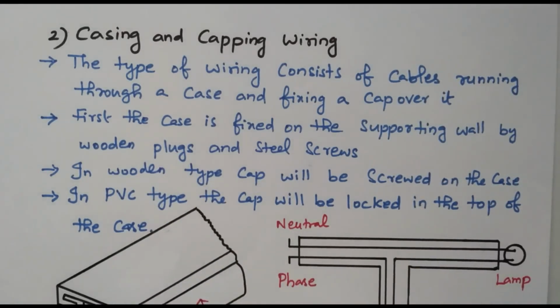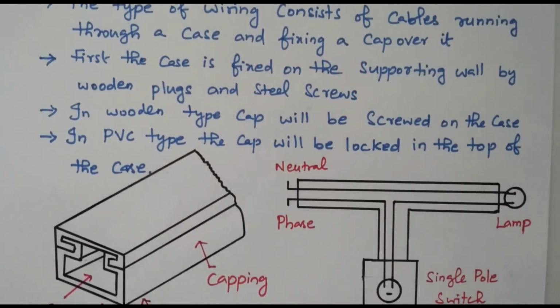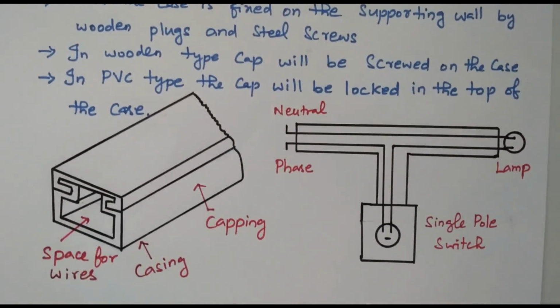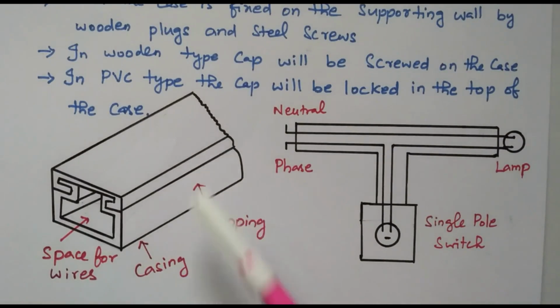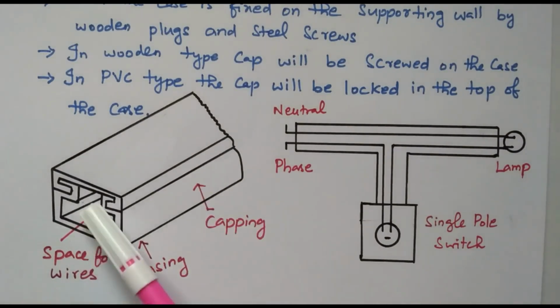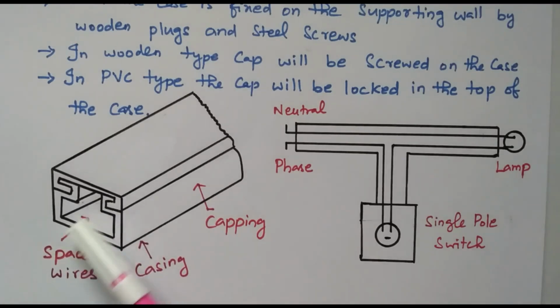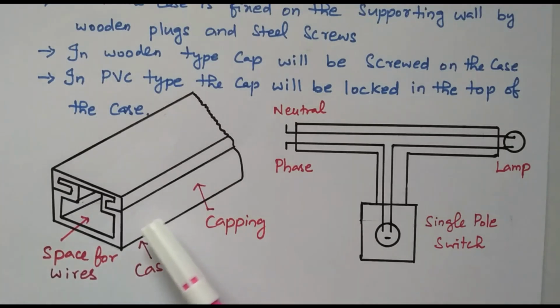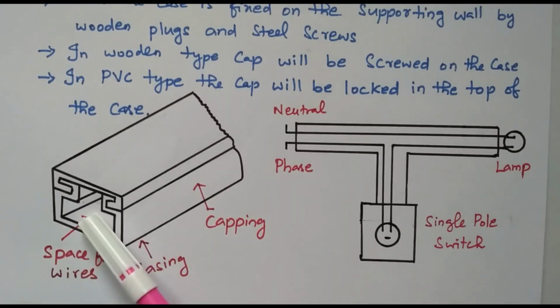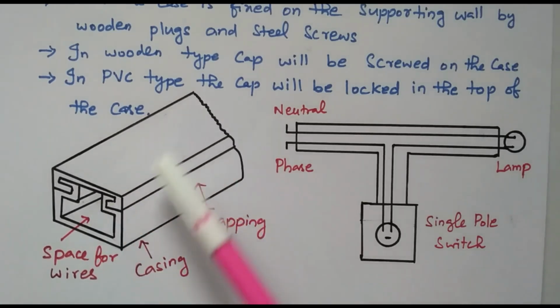So this is one plastic box having 2 parts, casing and capping. A space is available through which the wires are run. First this casing is fixed on the wall. Then the wire is run, over which the capping will be placed.